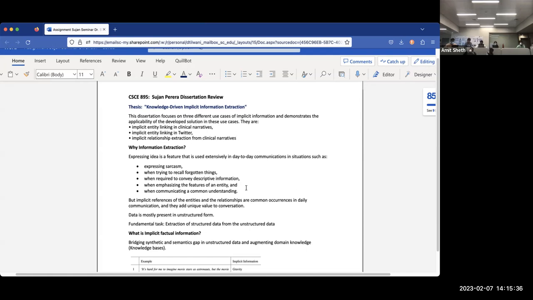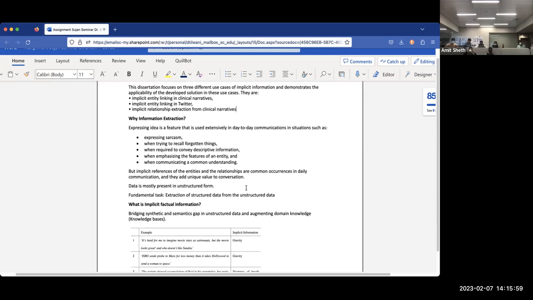My topic is Sudan Taral's thesis, which was knowledge-driven implicit information extraction. He worked basically on 3 main problems. One was in clinical narrative, another was in Twitter, and one was clinical narrative. So one was structured and another was not structured.